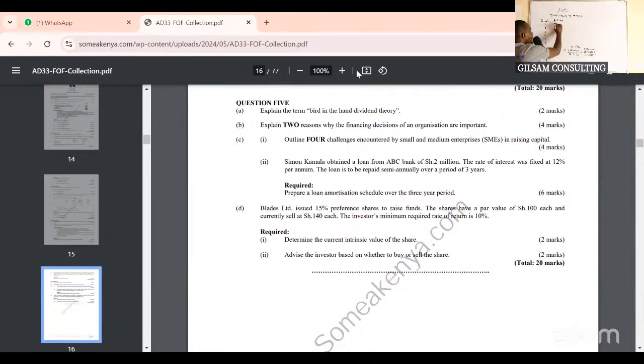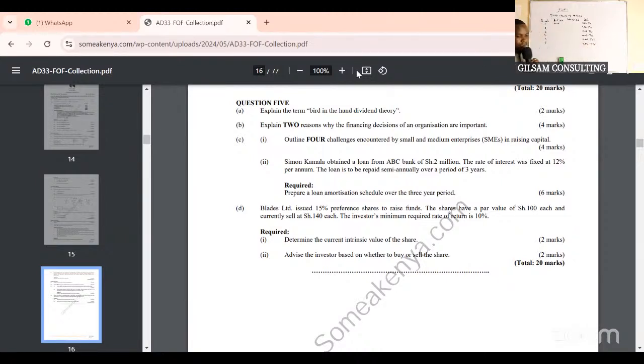So we have 2,000. The interest will be our rate. Our rate is how much? 6%. And then the installment will be the same all the way, which will be 406.725. Year 3, 406.725. Year 4, 406.725. Year 5, the same. Year 6, the same.